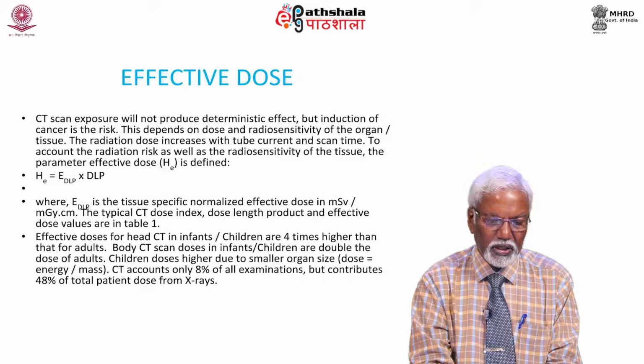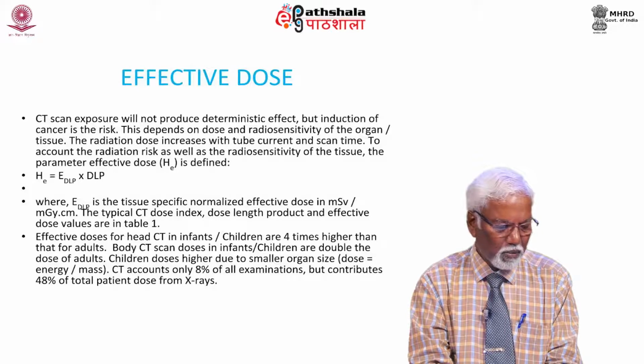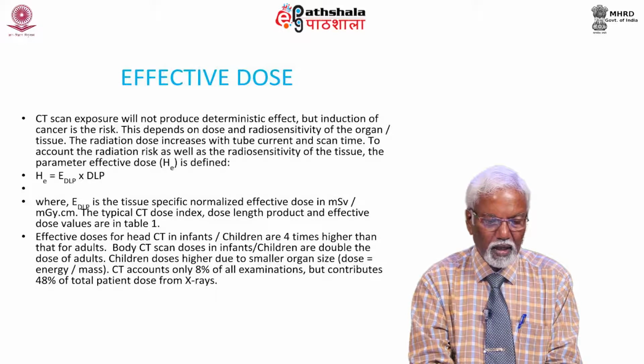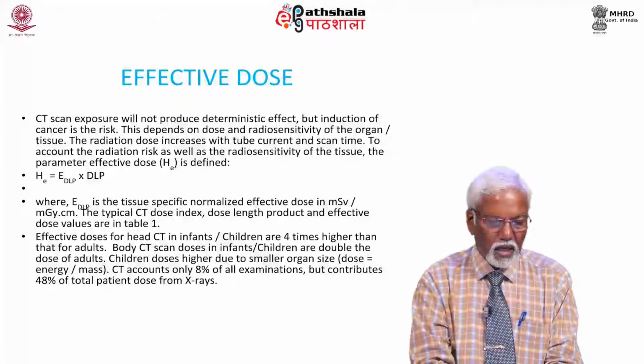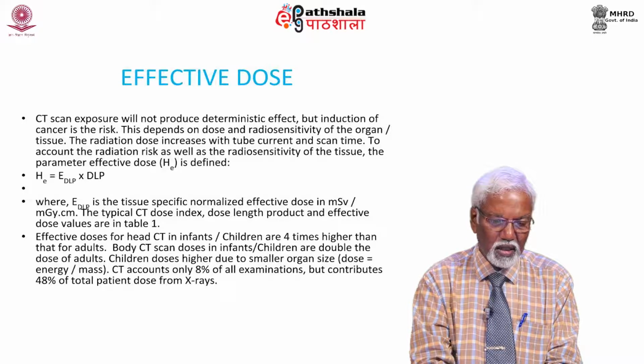The typical CT dose index, dose length product, and effective dose values are given in table 1. Effective doses for head CT scan in infants and children are 4 times higher than that of adults. Body CT scans in infants and children are double the dose of adults. Children's doses are higher due to smaller organ size.